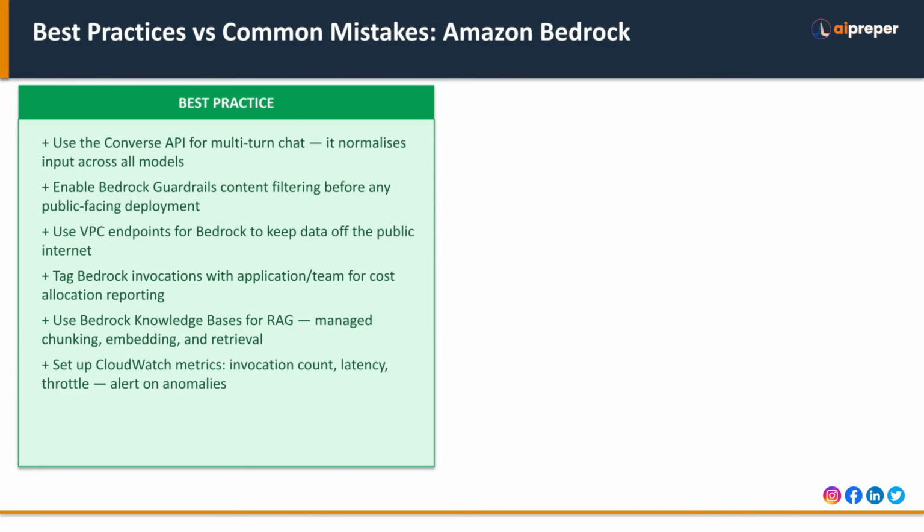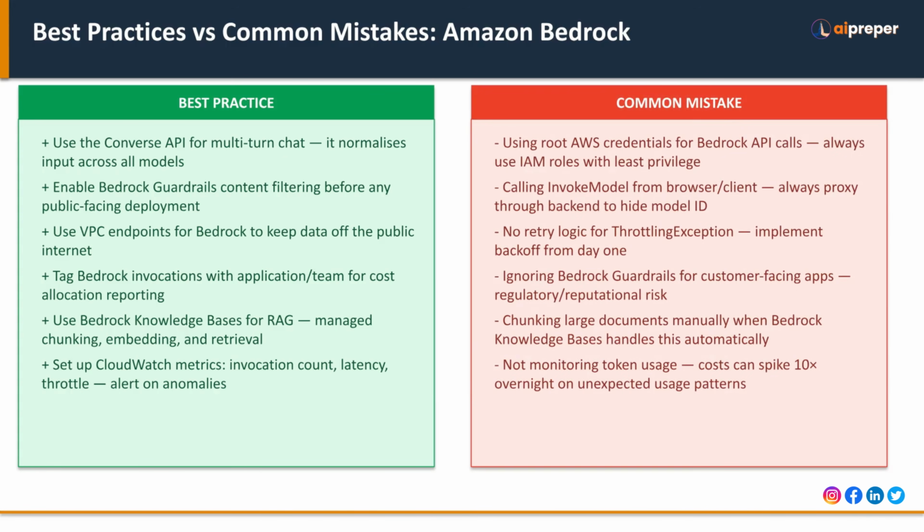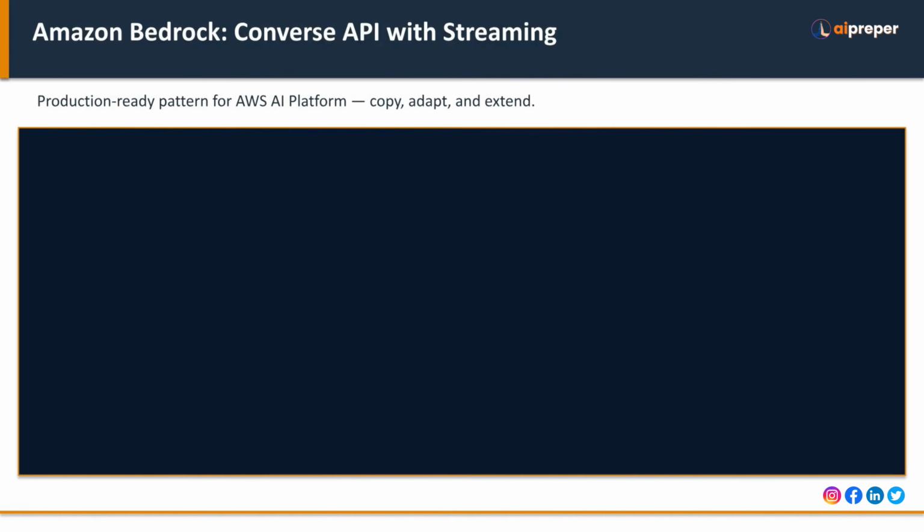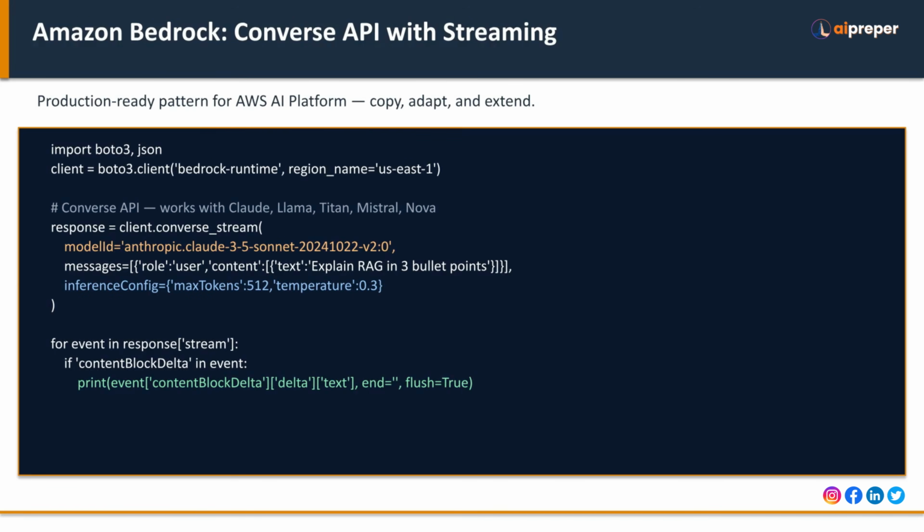Best practices include using the Converse API for multi-turn chat and enabling Bedrock Guardrails. Avoid common mistakes like using root AWS credentials and manually chunking large documents. This code snippet demonstrates using the Bedrock Converse API with streaming, a production-ready pattern for real-time output that is easy to copy, adapt, and extend.